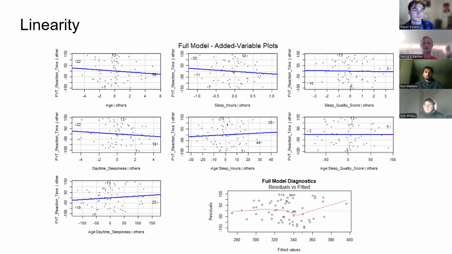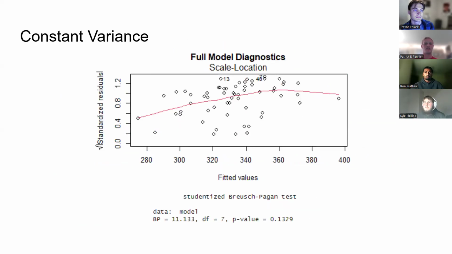Looking at linearity, you don't see any clear patterns in the residuals versus fitted plot, as well as the added variable plots, although the lines do appear roughly flat. For constant variance, the Breusch-Pagan test was insignificant, and as you can see from the scale location plot, there doesn't appear to be anything unusual, and so the data does appear to be homoscedastic.